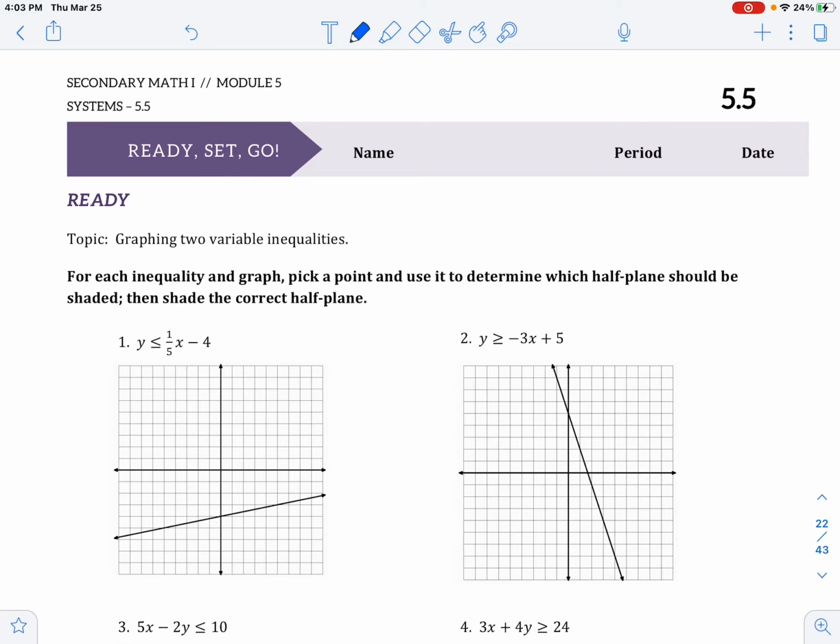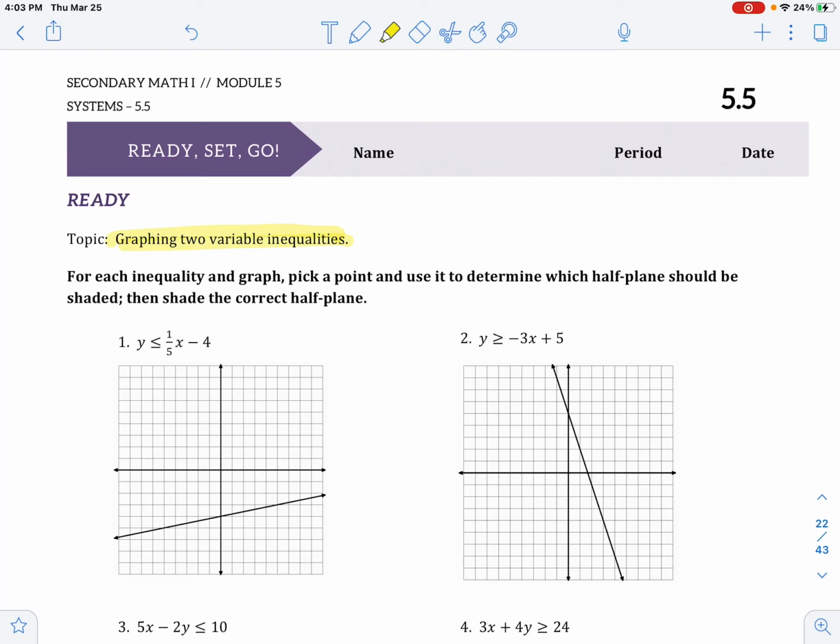Hello Math 1 class, we are going to do Ready Set Go section 5.5. The topic is graphing two-variable inequalities, MVP curriculum. Let's start with the very first question.